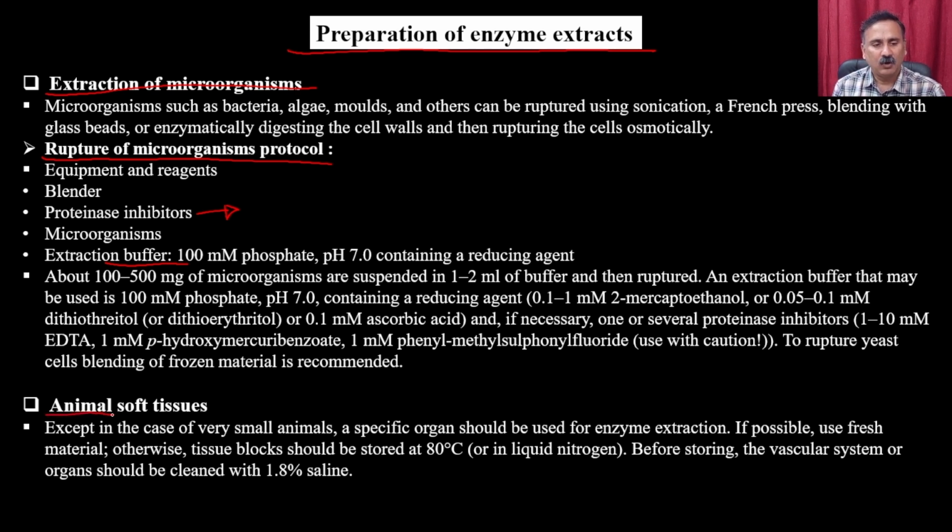If it is an animal or soft tissue, except in the case of very small animals, specific organs should be used for enzyme extraction. If possible, use fresh material. Otherwise, tissue blocks should be stored at minus 80 degrees. Before storing, the vascular system or organ should be cleaned with 1.8% saline.